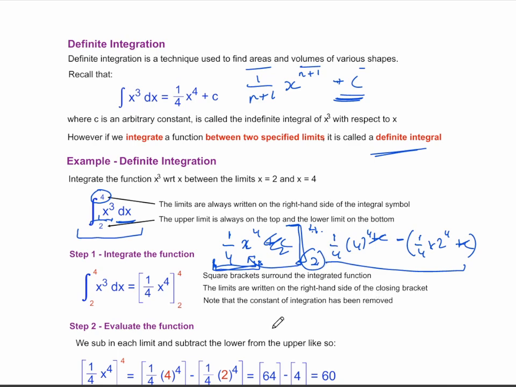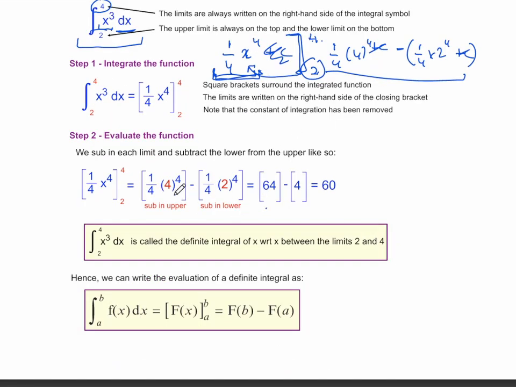And what we will get here is 64 for the 1 over 4 times 4 power 4. And 4 for the 1 over 4 times 2 power 4. And that will give us 64 for this side, minus 4 for this side, and this will give us 60 as our answer. Therefore, if you integrate x cubed with respect to x between the limits of 2 and 4, your answer will be 60.